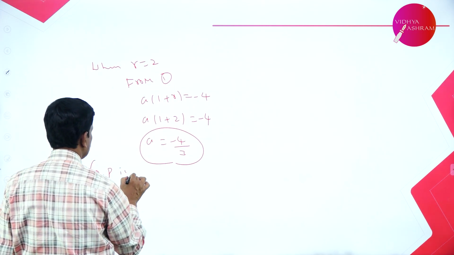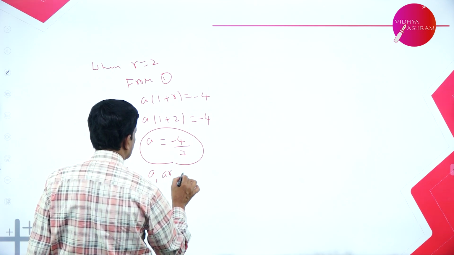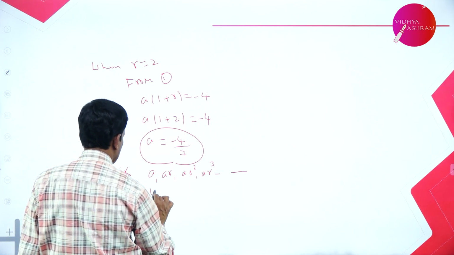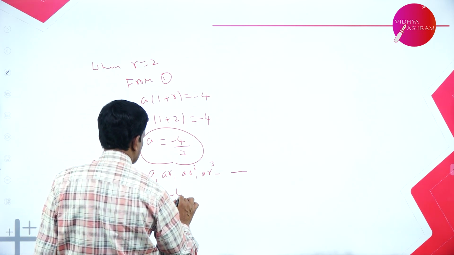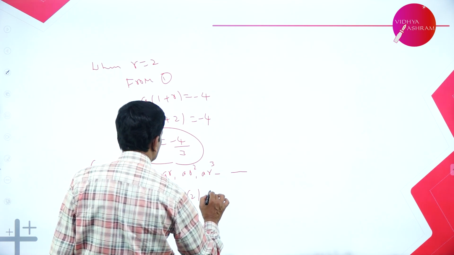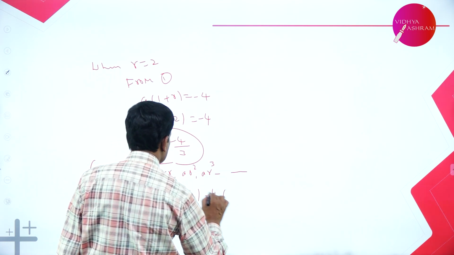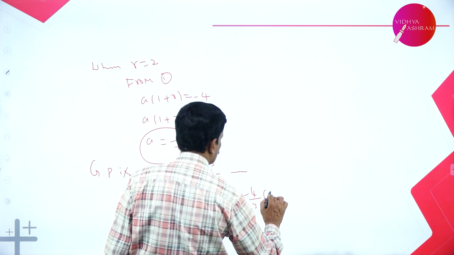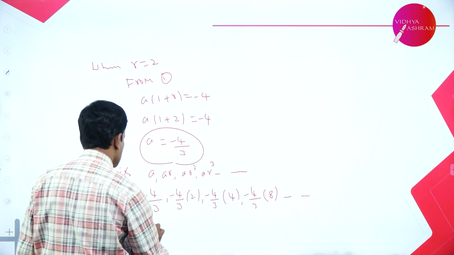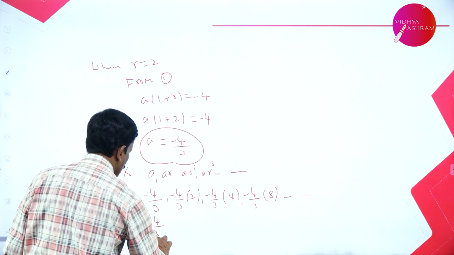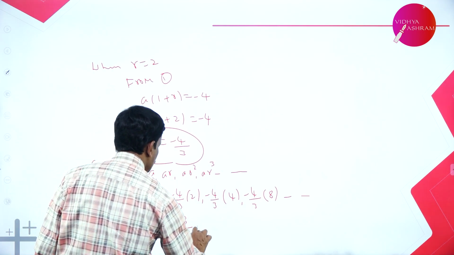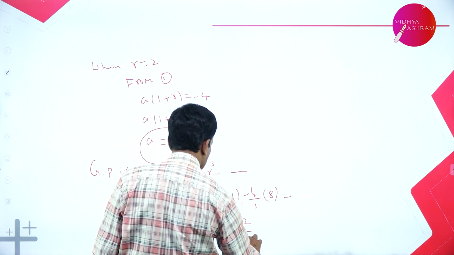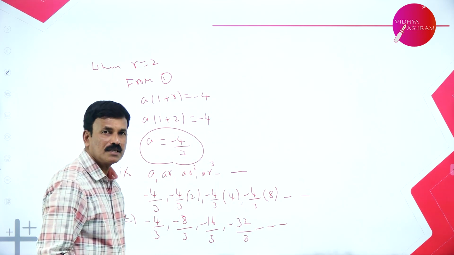When a is equal to minus 4 by 3, r is equal to 2, the required GP is a, ar, ar square, ar cube, etc. a is minus 4 by 3, minus 4 by 3 into r which is 2, minus 4 by 3 into r square, 2 square is 4, minus 4 by 3 into 2 cube, 8. So this is minus 4 by 3, 8 by 3, 16 by 3, and minus 32 by 3, etc. This is the required geometrical progression.